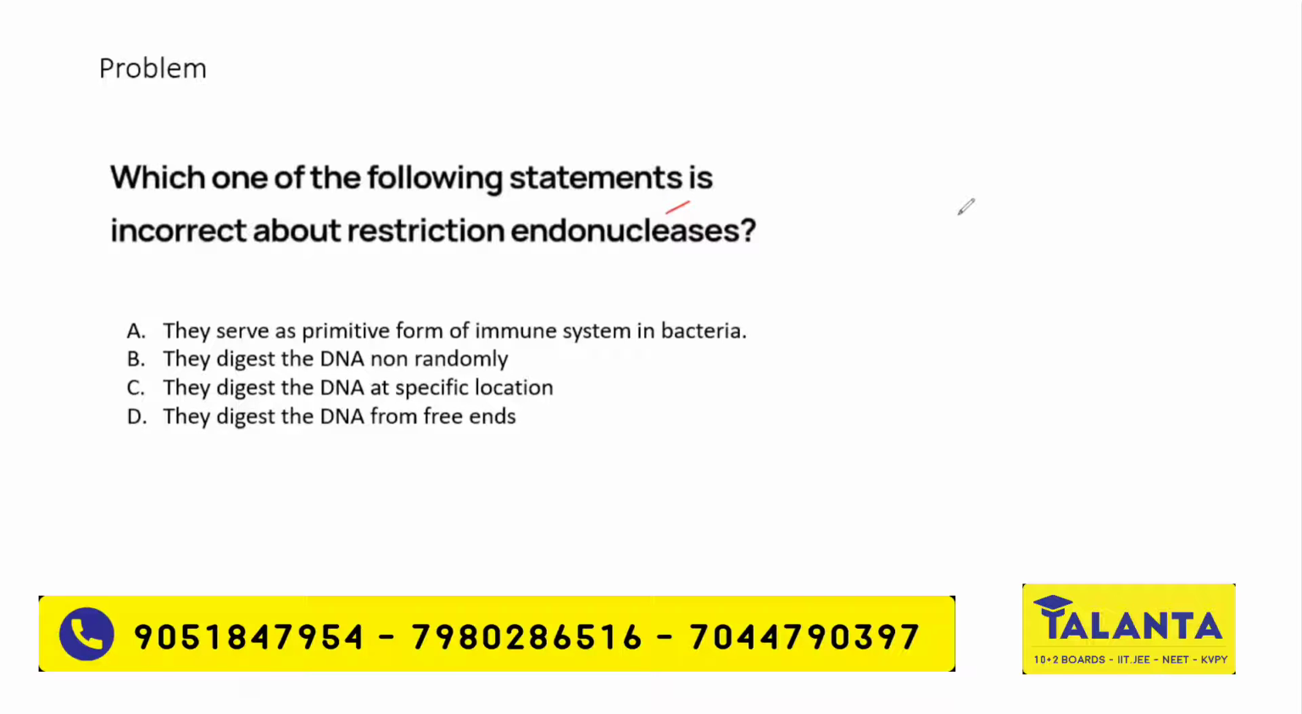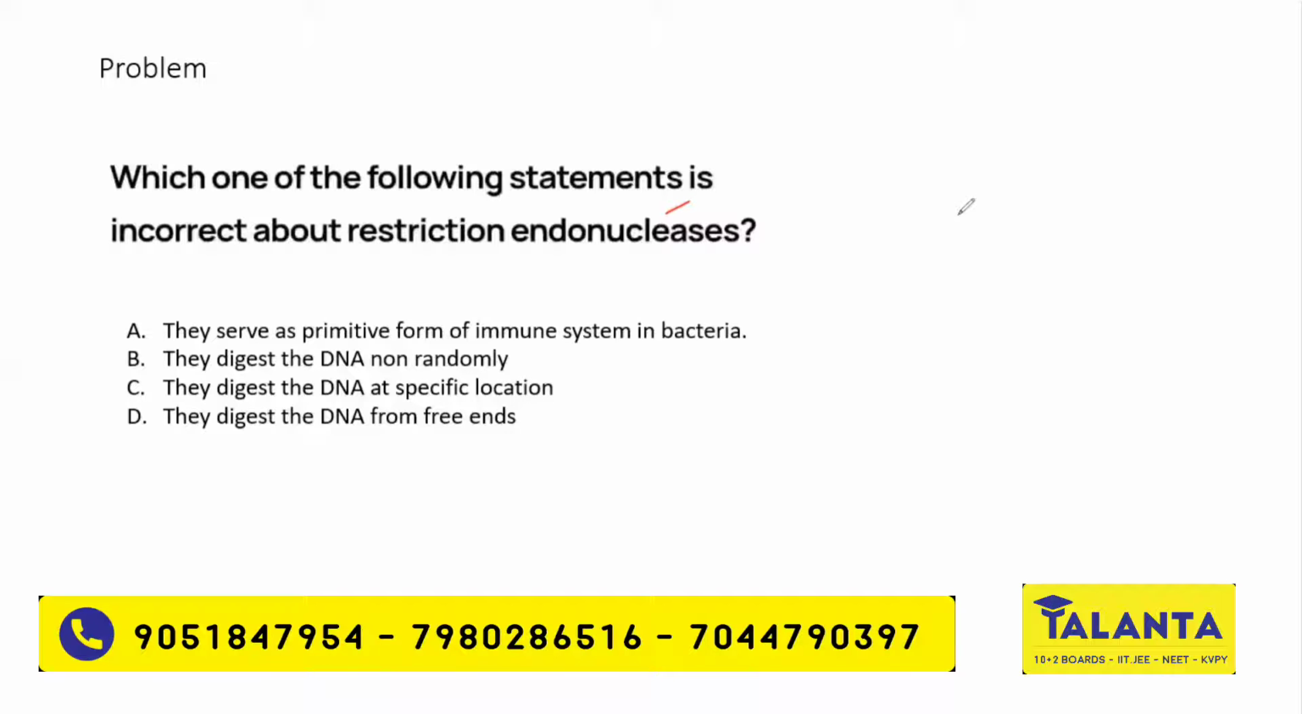So we will have to choose the incorrect one from these options, right? So we will go one by one. First, in the first option, it is stated that they serve as primitive form of immune system in bacteria. That is absolutely true. Yeah, they serve as primitive form of immune system in bacteria because when a foreign DNA invades in the bacteria, then this restriction endonucleases cuts the DNA in specific locations.